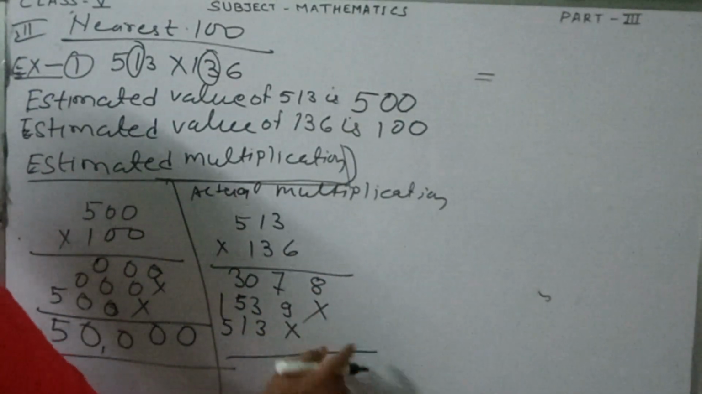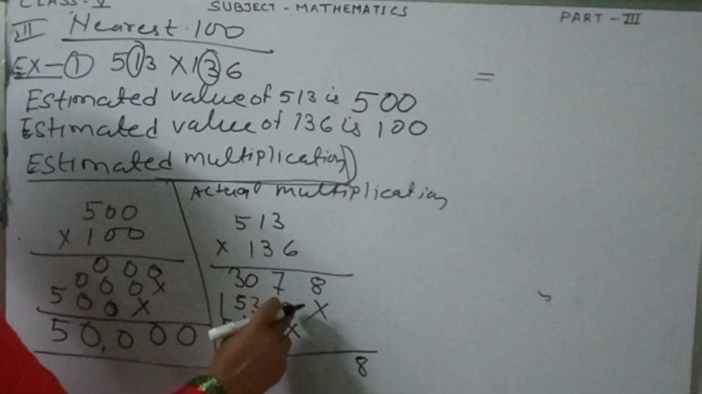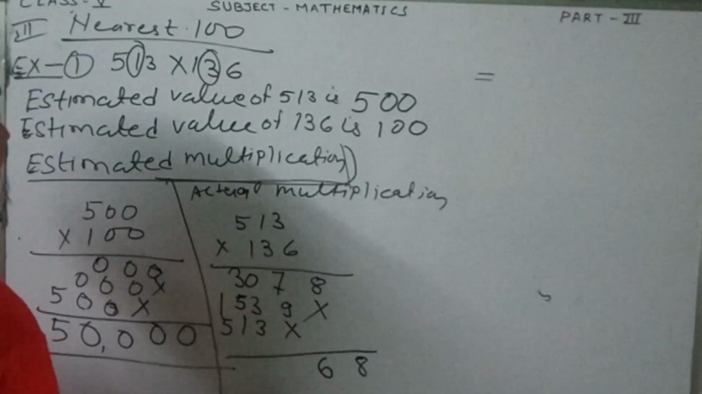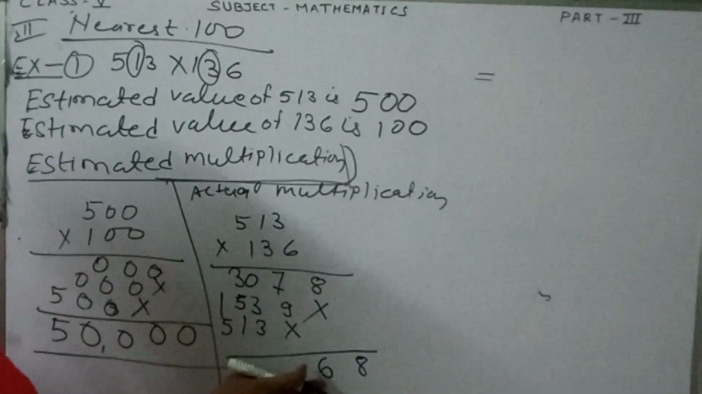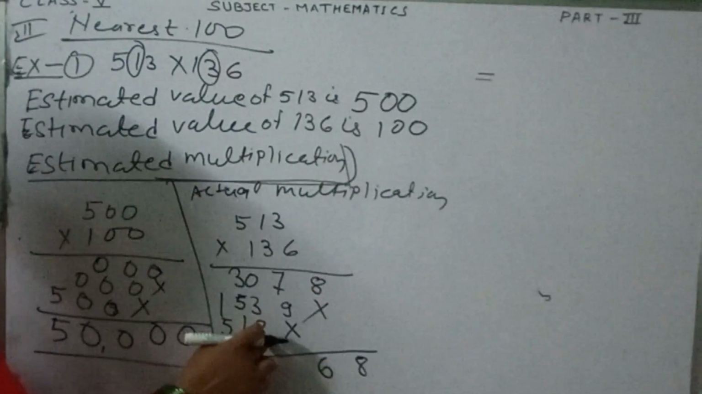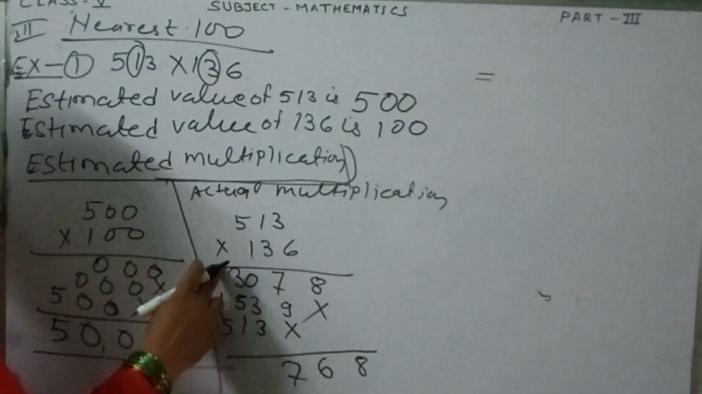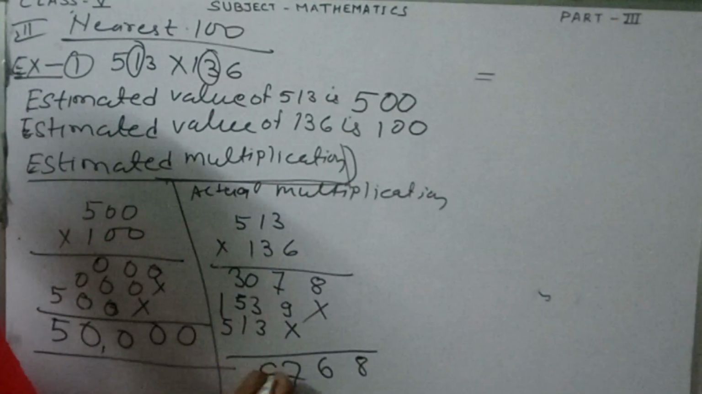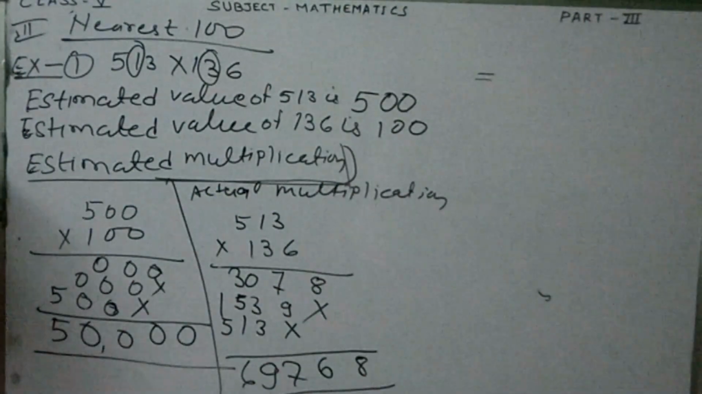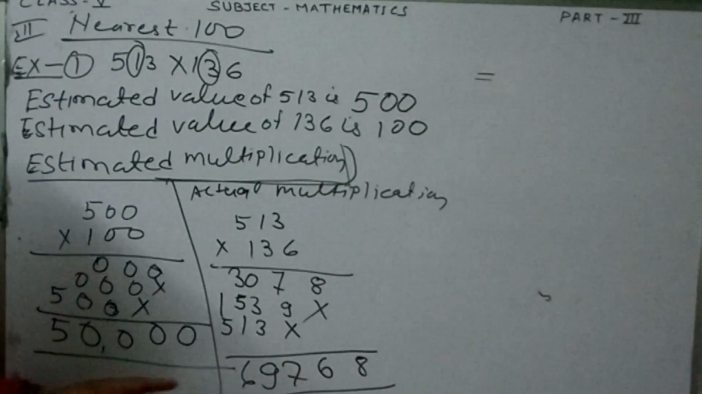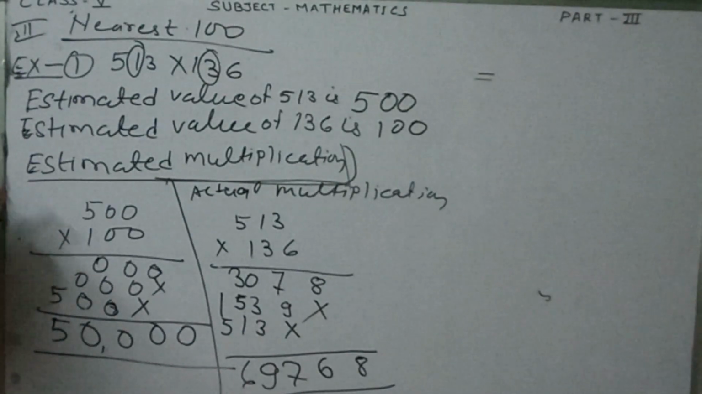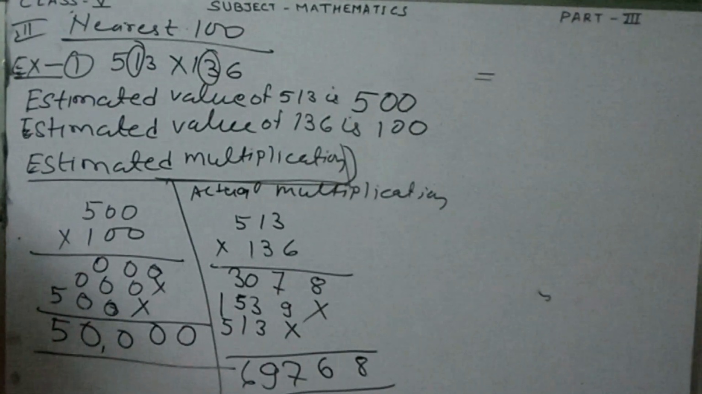This one is 8, 7 or 9. Add the numbers. This one will be 16. So 6 we write here, and 1 is carry. Then 1 plus 3 is 4, plus 3 is 7, and here 5, 3 plus 5 is 8 plus 1 is 9, and this one is 5 plus 1 is 6. This is the answer. The actual multiplication is 69,768, and the estimated multiplication is 50,000.